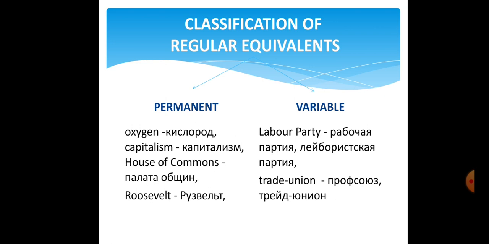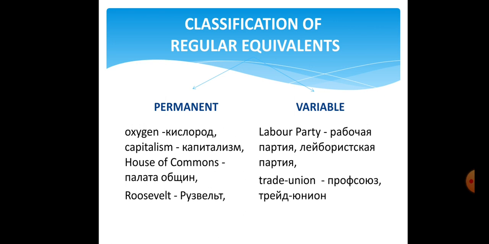Some of the SL units have permanent equivalence in TL, that is to say, there is one-to-one correspondence between such units and their equivalents. Permanent equivalence reproduces the meaning of the SL unit as fully as possible. They are characteristic of terms, proper names, geographical names, and also of some other words and word combinations. Very often, a permanent equivalent can be found not only for a word, but also for one of its meanings. Permanent equivalents are more or less independent of the particular contextual situation.